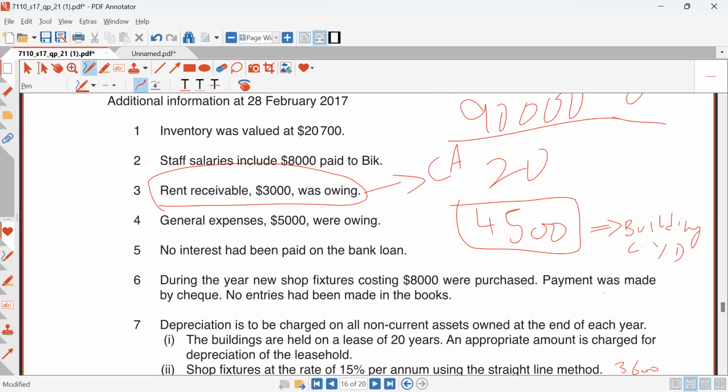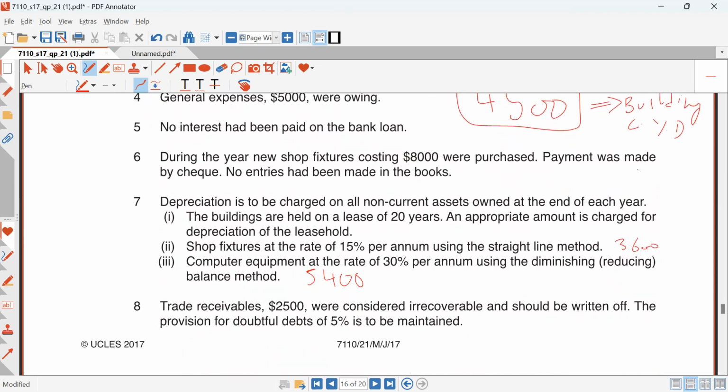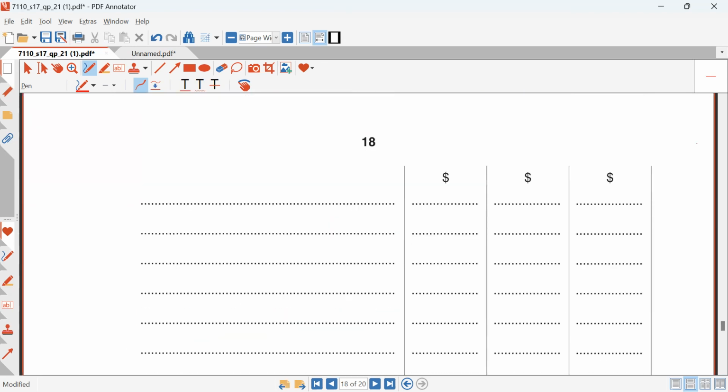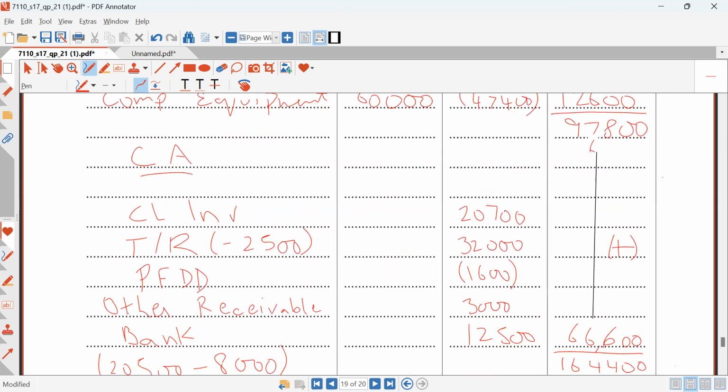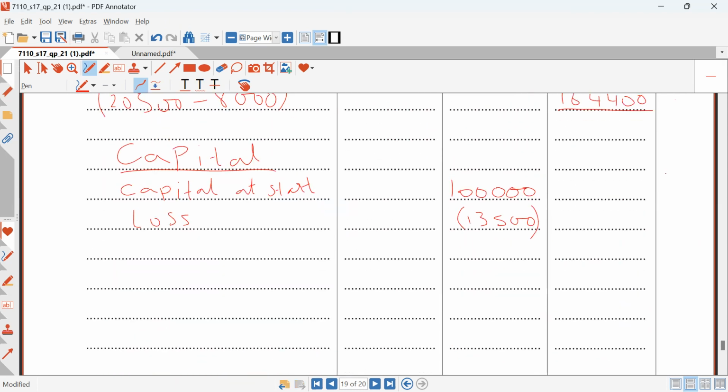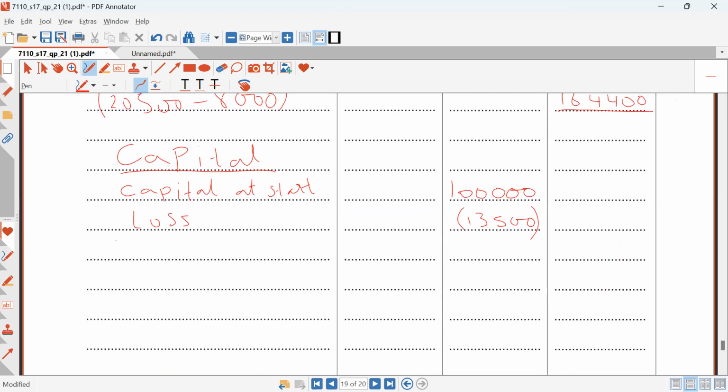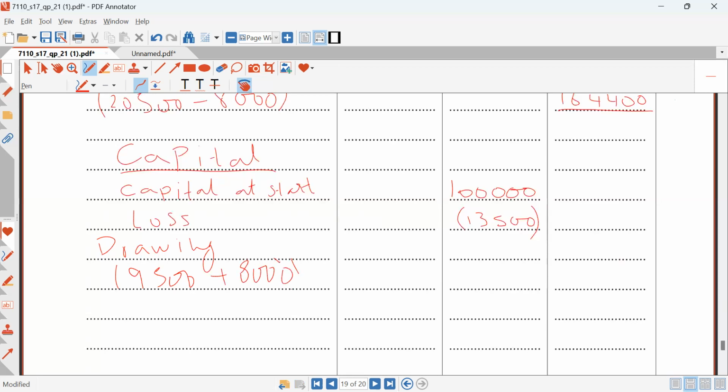So we are going to add 9,500 plus 8,000 for drawings, just for drawings. After loss, we will subtract drawings. What was the adjustment for drawings? That BIC had done drawings of $8,000. 9,500 plus 8,000. Drawings are going to be 17,500.